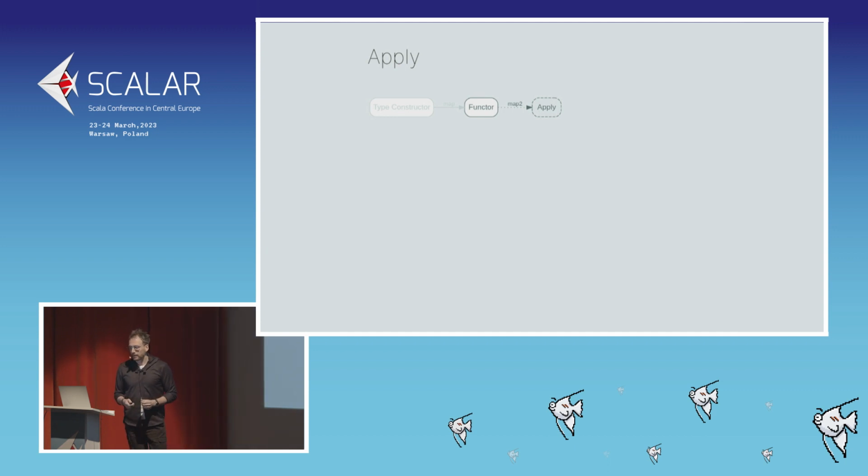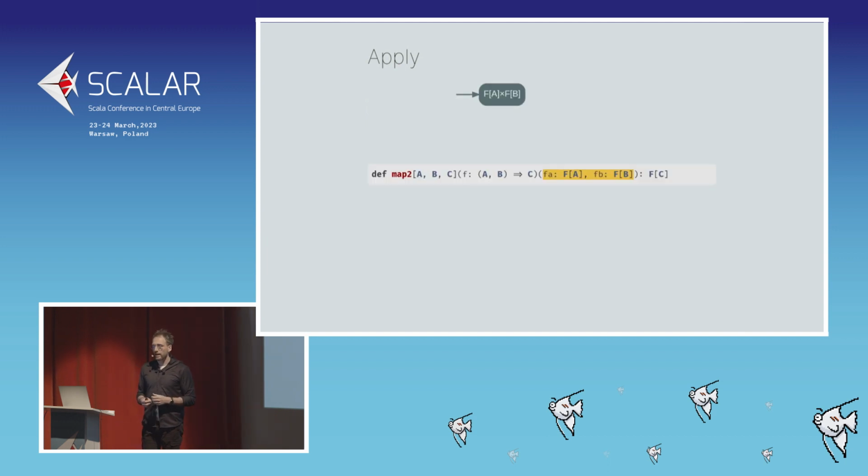Where apply is, to simplify again, characterized by the presence of the map2 function, which is useful when you have an f of A and an f of B, kind of like before, except it was just an f of A. So you have an f of A and an f of B, you want to get to an f of C, and you have a function that takes an A and a B and goes to a C. Well, then you can use map2 to lift that function into an f of A and f of B to f of C, right?